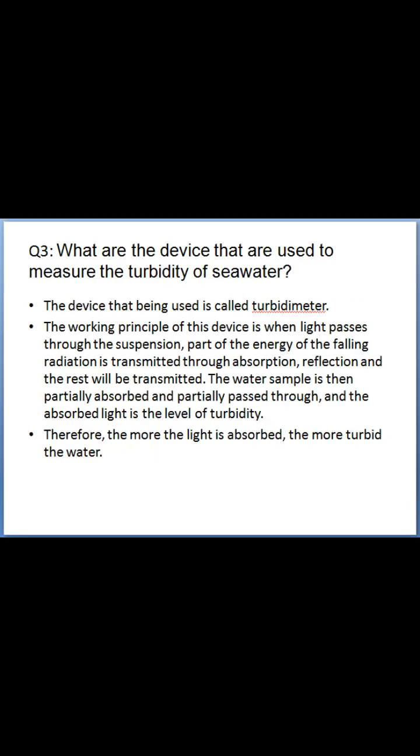by the sea. For the last question, what are the devices that are used to measure turbidity? The device that is used is called a turbidimeter, or more easily called turbidimetry. The working principle of this device is that an incident beam of visible light is passed through a sample in a cuvette, and the intensity of the transmitted light is then measured. As antigen-antibody complexes form, light is increasingly scattered away from the incident light path, resulting in a reduction in the transmitted light intensity.